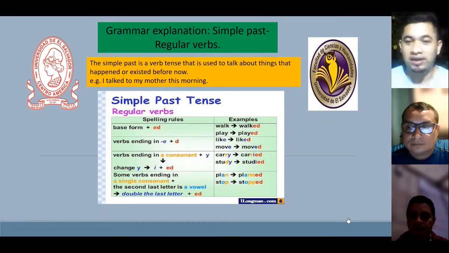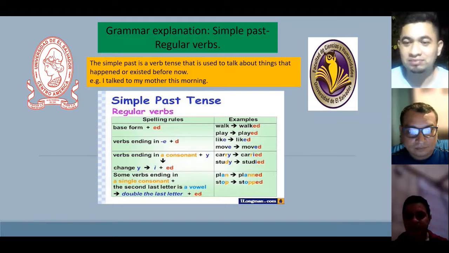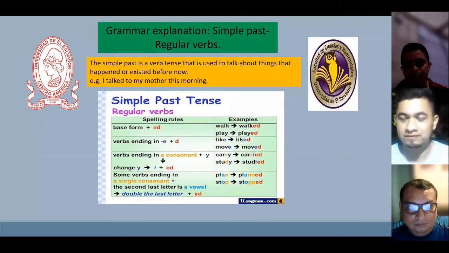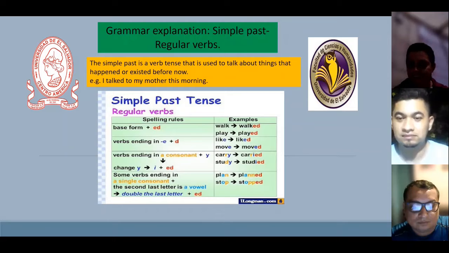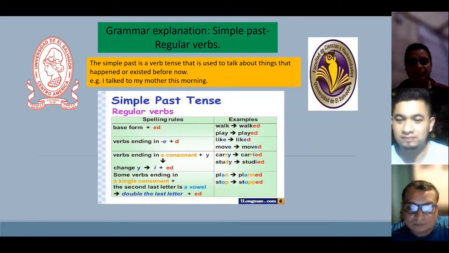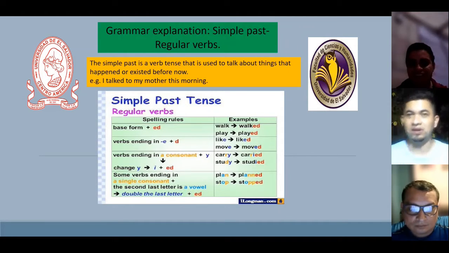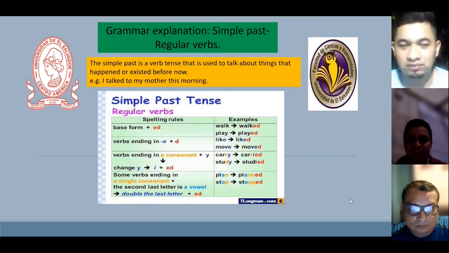Jose Maria, do you have another example? I have some examples. For example, if I say cry, then in the past I can say cried. And also if I say fly, I can say flied. Yeah, perfect. I like your example. I totally agree with you.